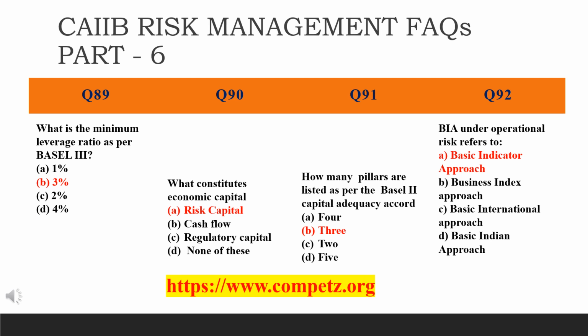Basic indicator approach, that is what? Banks in India are required to adopt one of the following approaches for calculation of their capital charges for operational risk. So this is one of the approaches, the basic indicator approach. Second is TSA, the standardized approach. The third one is AMA, the advanced measurement approach. Incidentally, the AMA is now discarded and the revised standardized approach, the RSA, has been proposed by the Basel Committee on Banking Supervision.